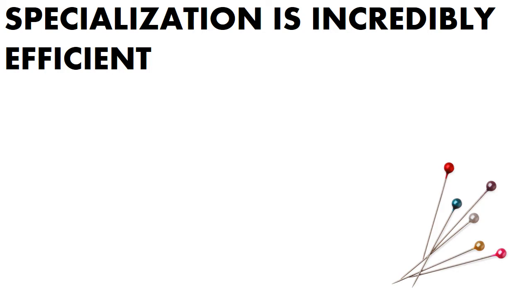Specialization is incredibly efficient. Adam Smith estimated that if one man were making a pin, he would be lucky to make a single pin in one day. But if you get a group of 10 people together and you break down manufacturing a pin into individual steps, and you have each of those 10 people doing one of those 10 steps, then together those 10 people can make 50,000 pins in one day. So each of them is making the equivalent of 5,000 pins.